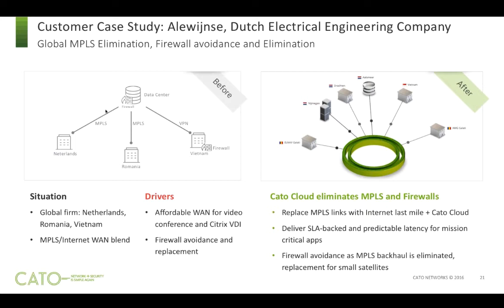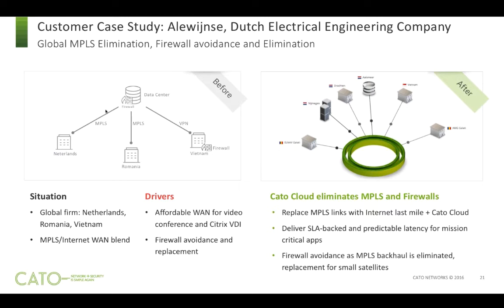They have what they call critical applications, which are latency sensitive, like video streaming and video conferences, and they all use Citrix VDI. This is very crucial for their business. They wanted to avoid deploying a firewall at each location, but they also wanted to exit to the internet at each location. They wanted secure direct internet access.